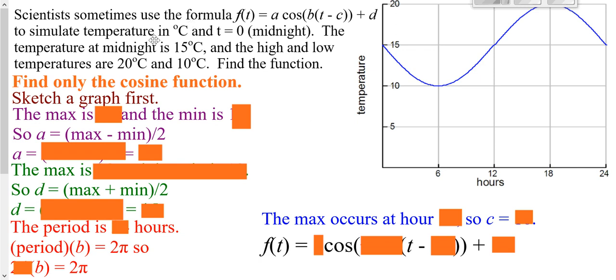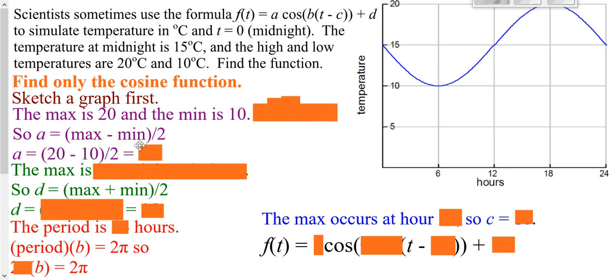You're told a situation where you have your temperature at midnight, and you know it normally cools off at night, so your temperature goes down, and then the sun comes up and your temperature starts to rise. We know we bottom out at 10 degrees. We know we max out at 20 degrees. So it's very similar to our last problem. We go our maximum, which is 20, our minimum, which is 10, max minus min divided by 2 to find our A value.